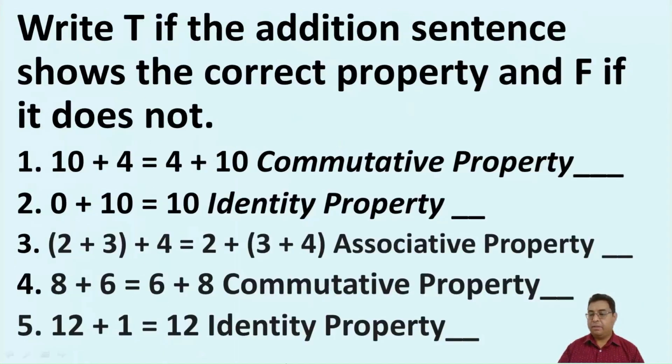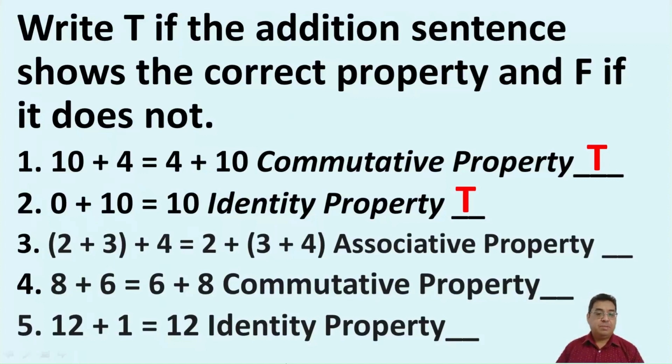So for this part of the bonus activity, you're going to write T if the addition sentence shows the correct property, and F if it does not. So for number 1, we have 10 plus 4 equals 4 plus 10. Is that the commutative property? Yes, it is. It's true. So write a T. Number 2, 0 plus 10 equals 10. Is that the identity property? Yes, it's true also. So write T.